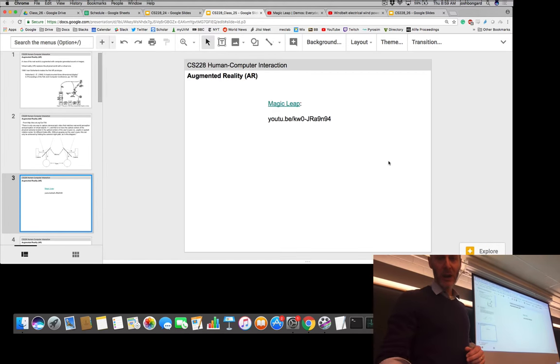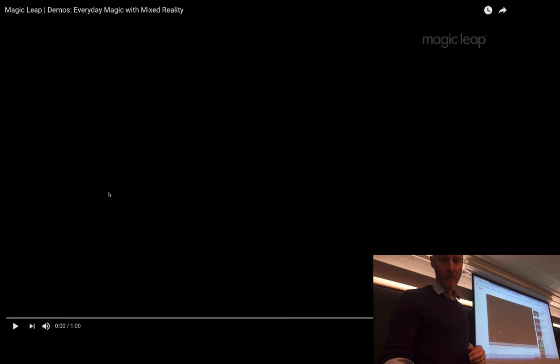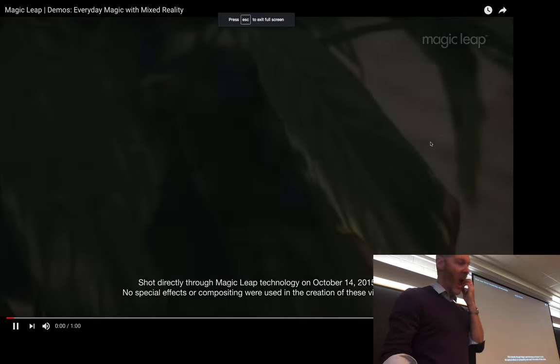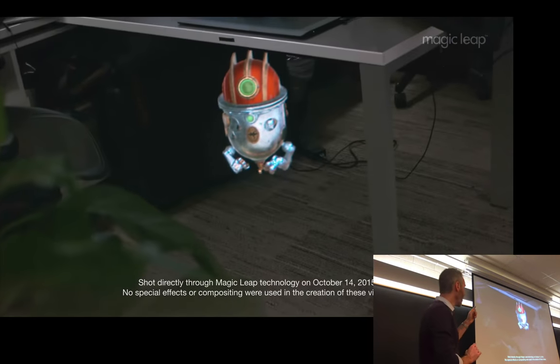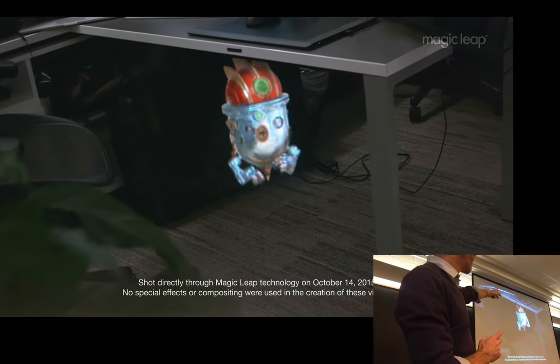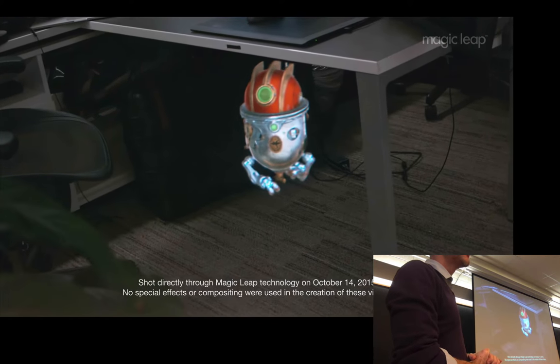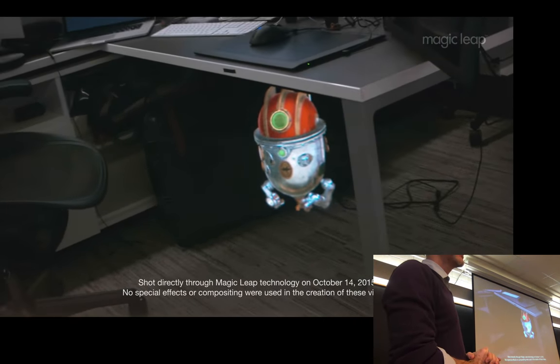Here was one of the earlier attempts to do this. This is the Magic Leap system. You'll notice in this video that the virtual objects are being occluded by physical objects. Very tricky to do unless you know exactly what the user is seeing.